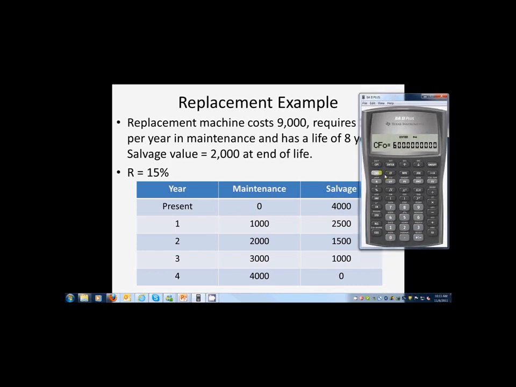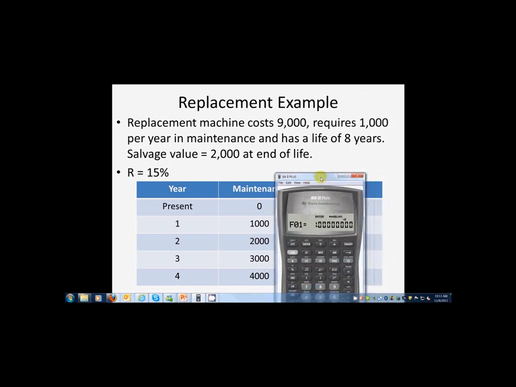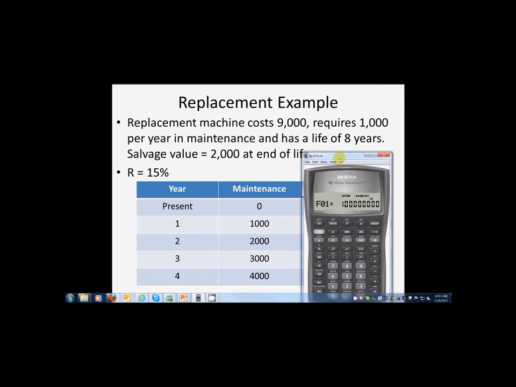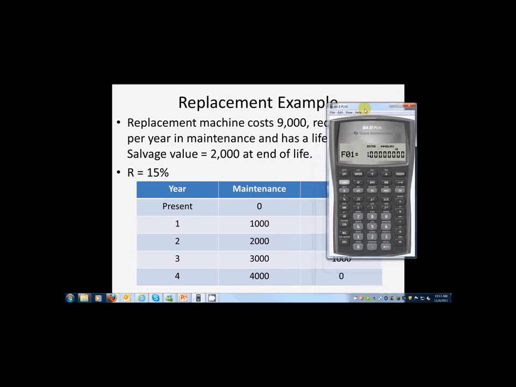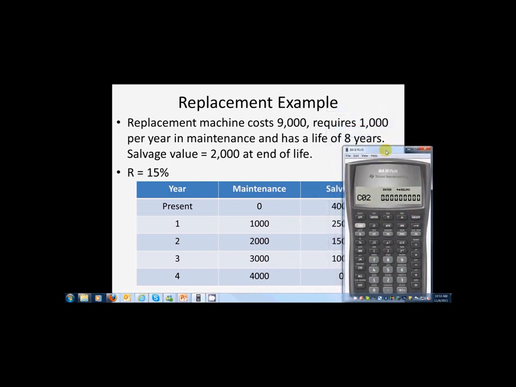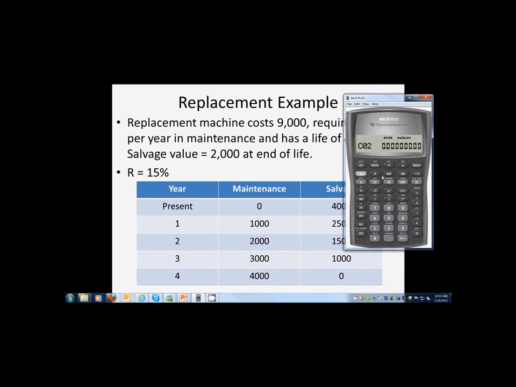And of course we do CF, second, clear work. That clears its little mind. Now CF0 is 9,000, enter, arrow down. C01 is at 1,000 per year in maintenance, enter, arrow down. Now this gets tricky. A lot of people here want to type in 8 for F01, but it's actually 7, and I'll show you why here in a second. 7, enter, arrow down. Now, in that last year, we're paying out 1,000 in maintenance, but we're receiving back 2,000 for selling the machine. And so actually the next payment is 1,000 negative, because in this case costs are positive and cash inflows are negative.